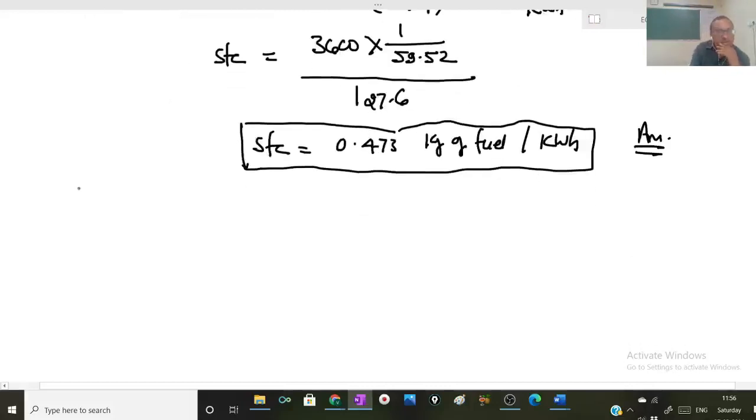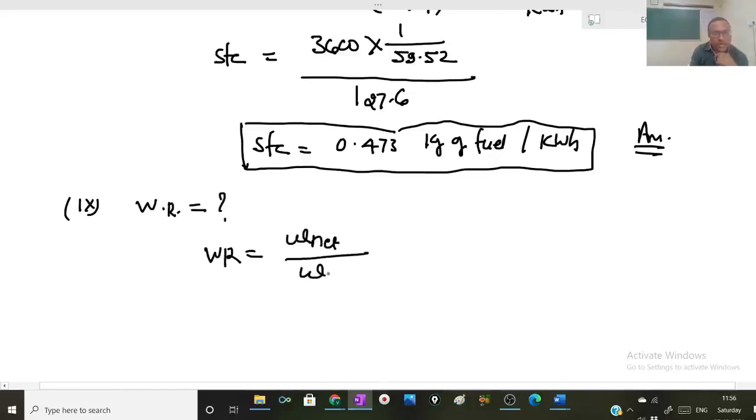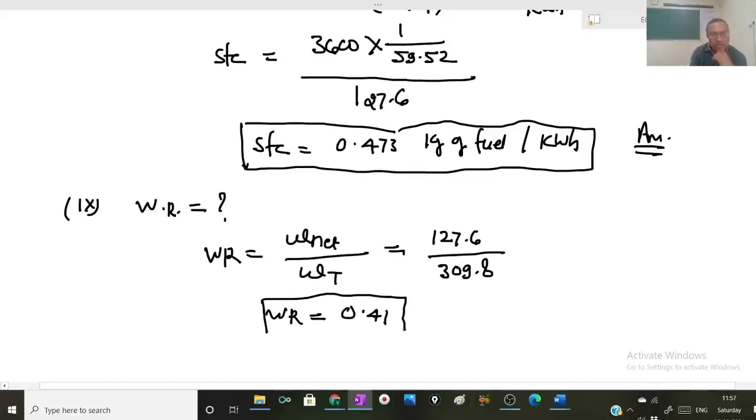And answer number 9 is work ratio. Work ratio is the ratio of net work output to the turbine work output. Net work output is 127.6 kilojoule per kg and turbine work output is 309.8. So work ratio comes out 0.41. It will have no units.